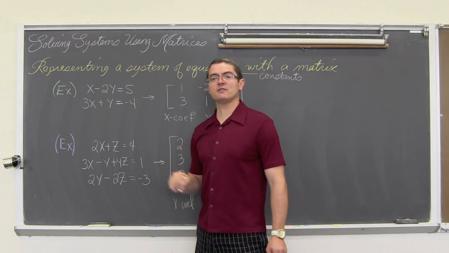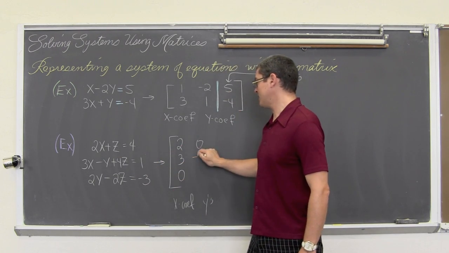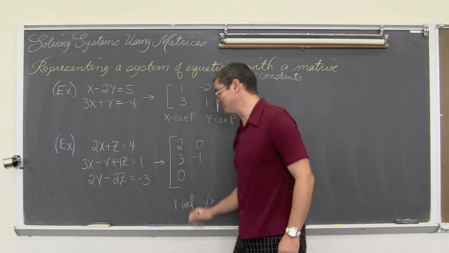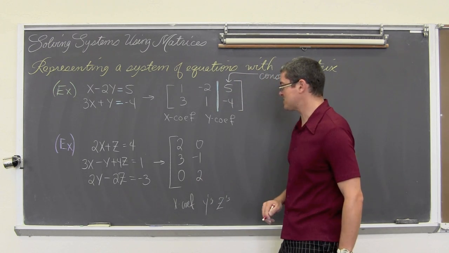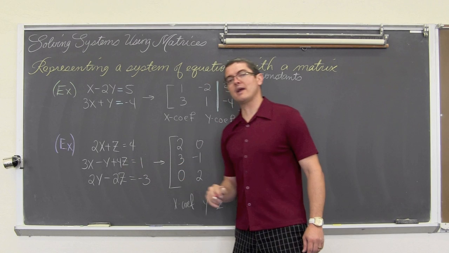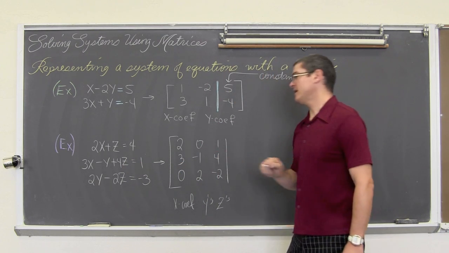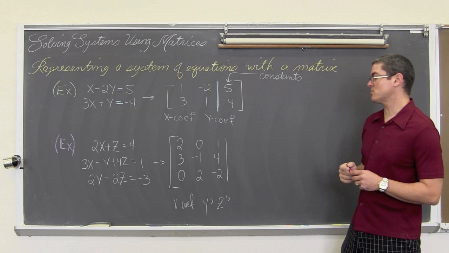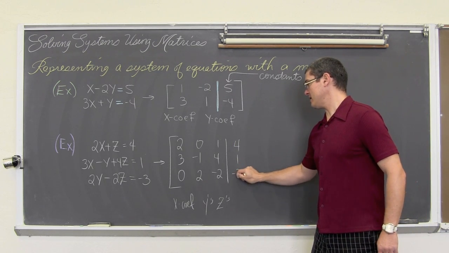Then we're going to do the y's. We have no y in the first equation, so its coefficient is 0. Then we have a coefficient of negative 1, and finally 2. Then for the z coefficients, we have 1, 4, and negative 2. Then our augmented line and our constants: 4, 1, and negative 3.